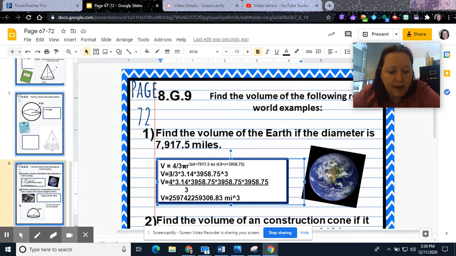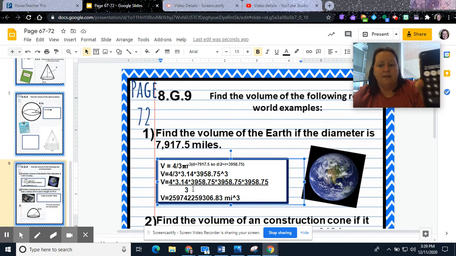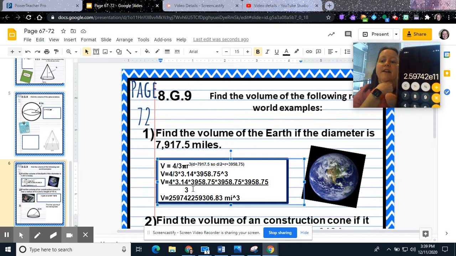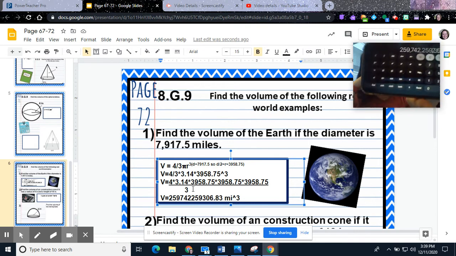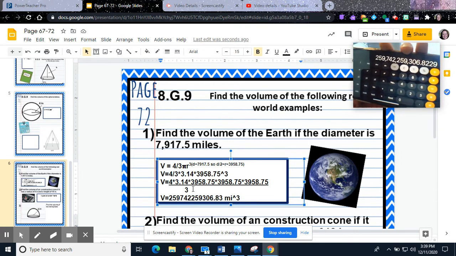So remember, when I have 4/3, I like to break that up and think about all my numerators. So 4 times 3.14 times the radius times radius times radius. Take all of that and divide by 3. So I did that in my calculator, and I got 2.59742E11. So when you see that E, it's actually scientific notation, which we will talk about after Christmas break. If you're using your phone like me, if you turn it sideways, you will see the actual answer.